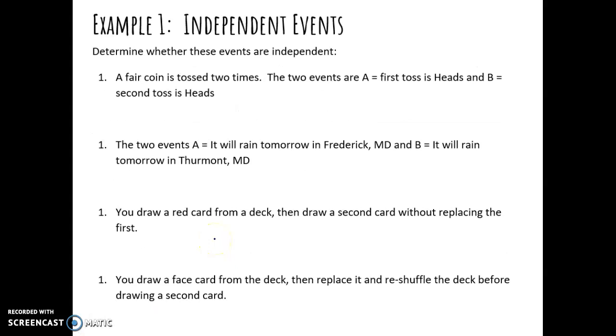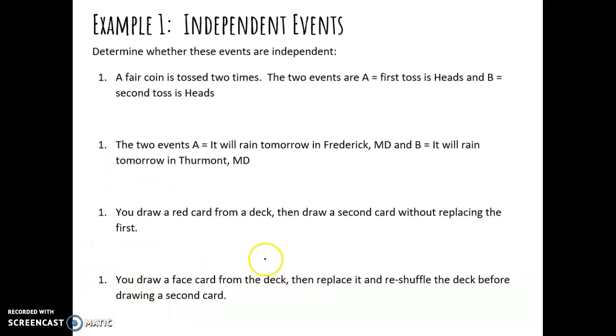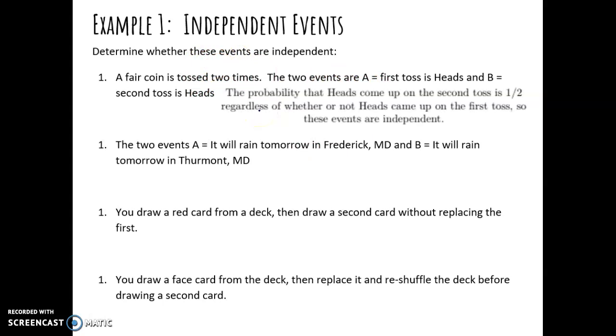All right. Example 1. Determine whether these events are independent. A fair coin is tossed 2 times. The two events are A, the first toss is heads, and B, the second toss is heads. Well, the probability of the first event happening is going to be 1/2. And the probability that the second one is going to be heads is also 1/2 because the first toss is not going to affect what happens on the second toss. So that is definitely independent.